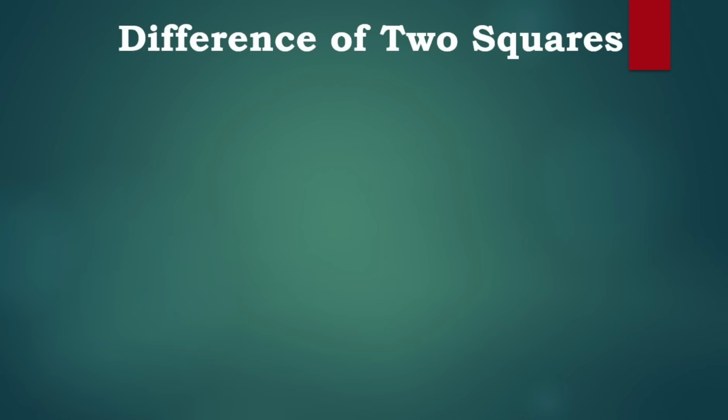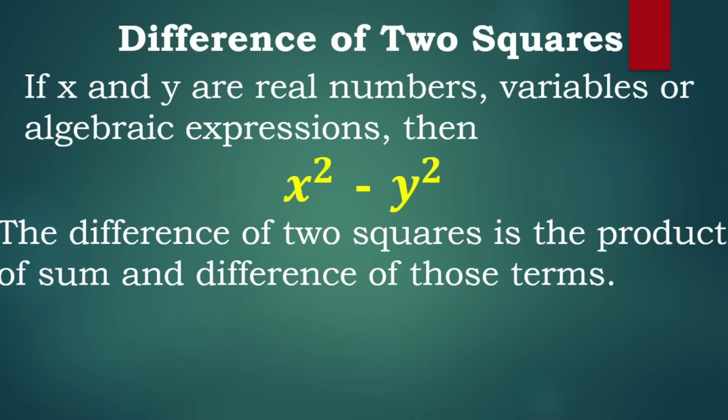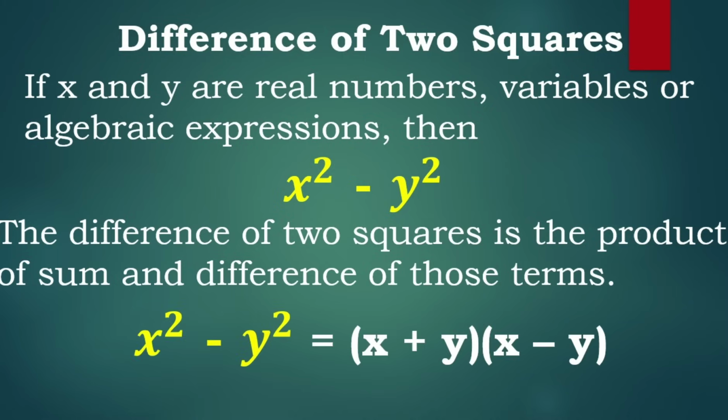Okay, what is difference of two squares? If x and y are real numbers, variables, or algebraic expressions, then we will have x squared minus y squared. So, the difference of two squares is the product of sum and difference of those terms. Ano nga ba ito? Tatandaan na ang difference of two squares na x squared minus y squared, ito yung sagot o product kapag meron tayong sum and difference. Ano nga ba yon? So, etong x squared minus y squared, ito ay sagot o product kapag meron tayong x plus y times x minus y. Kung mapapansin nyo, yung isa sum lang siya, yung isa difference.